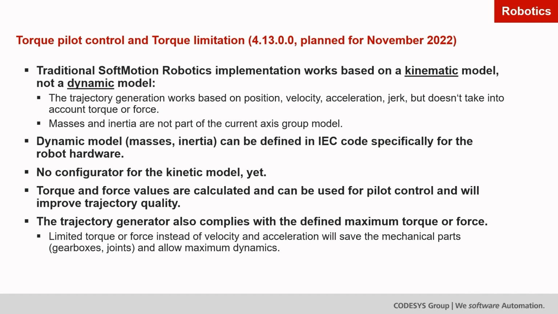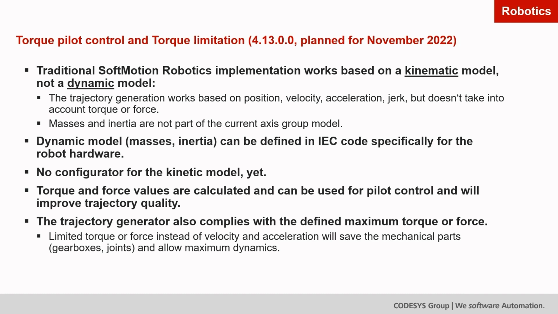In the new version, we can, in the first step, programmatically define the dynamic model of an axis group. That means we can enter masses and inertias of the robot hardware itself and of its payload, so that the robotics kernel is able to determine forces or torques at certain points. If we know these values at the motor shaft, we can use them to pre-control the torque or force in case of a linear axis. And in this way, we achieve a better execution quality of the trajectory. This is the first advantage of this feature.